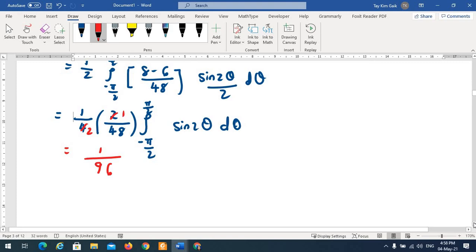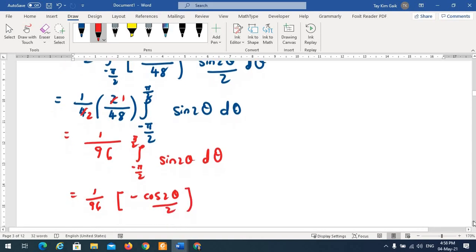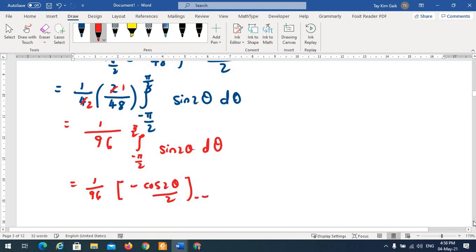Integral from negative pi over 2 to positive pi over 2 of sin 2 theta d theta. Integrate sin, which gives negative cos 2 theta divided by 2. We plug in theta from negative pi over 2 to positive pi over 2.